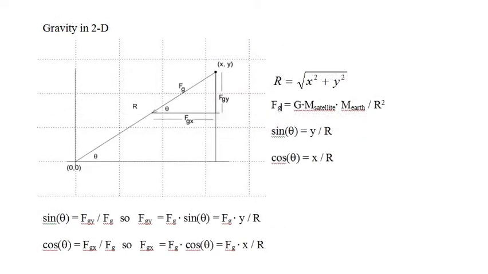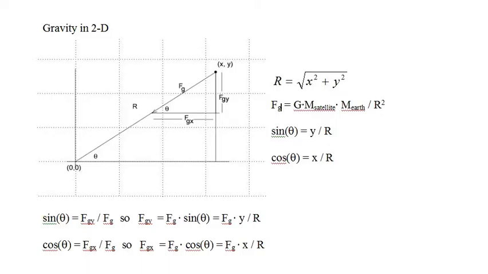Now we want to resolve the force of gravity acting on a satellite located with coordinates x, y, and the Earth located at the center of the graph into its x and y components. The distance between the satellite and the Earth can be computed with the formula for r shown, and the magnitude of the force of gravity can be computed with Newton's formula, which is also shown. The force of gravity is directed along a line from the satellite to the Earth, and that line makes an angle with a horizontal axis, which we've labeled theta.